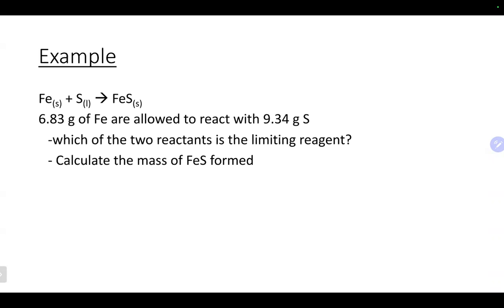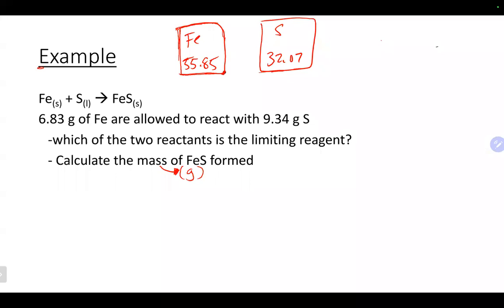All right, so 6.8 grams of iron is reacted with 9.34 grams of sulfur. Which of the two is the limiting reagent, and how much of the FeS will be formed? Some info here: iron is 55.85, and sulfur is 32.07. All right, take a minute, see what you come up with.